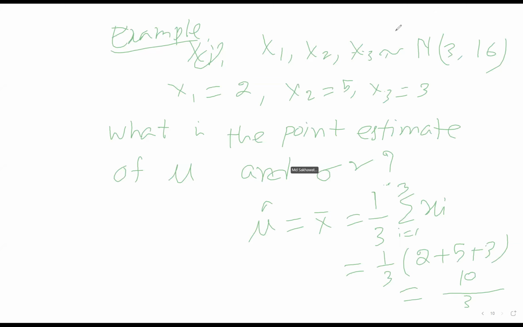Now we have to calculate the point estimate for sigma square. For mu, it's just the average, so it should be 1 over n, that means 1/3. And the point estimate for sigma square is S square, which is 1 over n minus 1 times the summation of xi minus x bar squared.